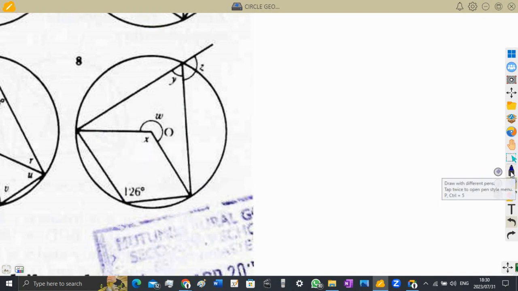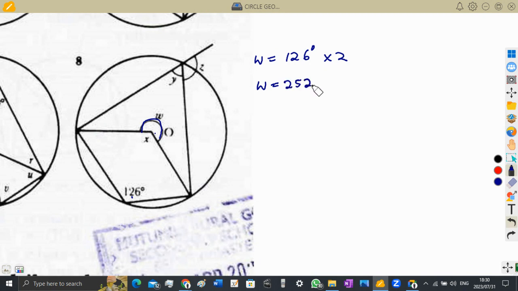So meaning to say, in this case, we can be able to calculate W. This is the one that we are relating to 126. So W is going to be 126 times what? Times 2, angle at the center, which is twice. So what are we going to obtain if you multiply 126 by 2? That will be 252. All right. So this angle here is going to be 252 degrees.